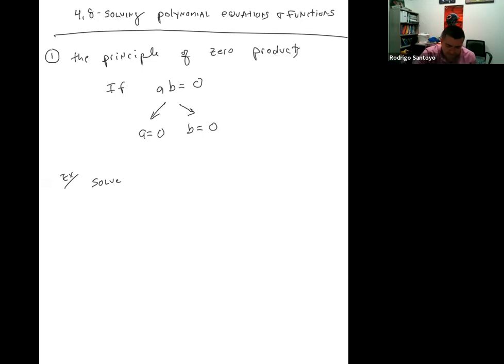Solve x plus 2, x plus 3 equals 0. Right. So notice that this is in the form of that principle of zero products. What this really means is x plus 2 equals 0, and x plus 3 equals 0. And we can solve each one of these.